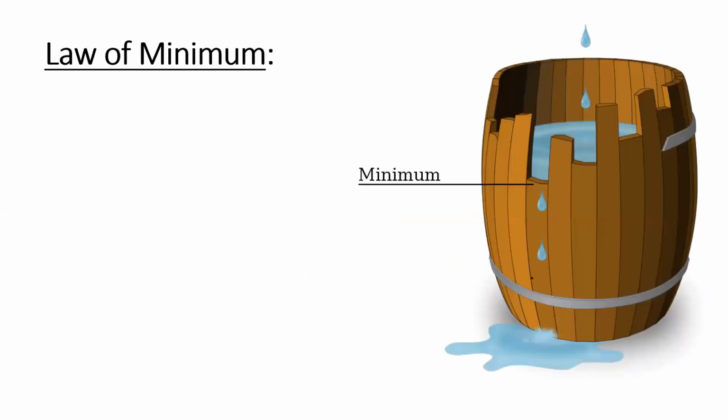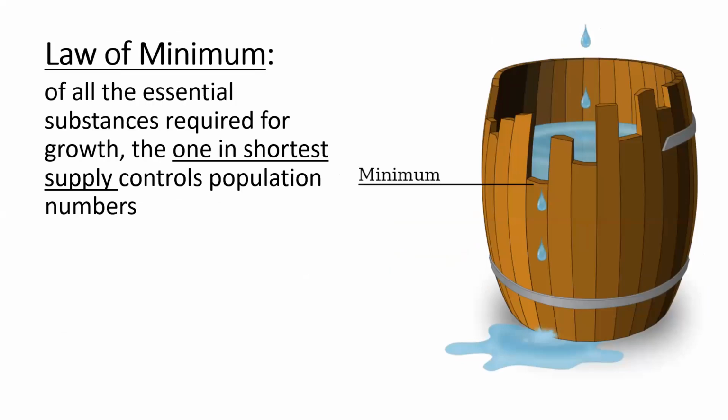And related to this is the law of the minimum. And this bucket is a good example. Of all the essential substances required for growth, the one in the shortest supply is going to limit the population. A good example of this would be scurvy and vitamin C. You only need a little bit of vitamin C, but if you don't have it, it is going to significantly limit the population.